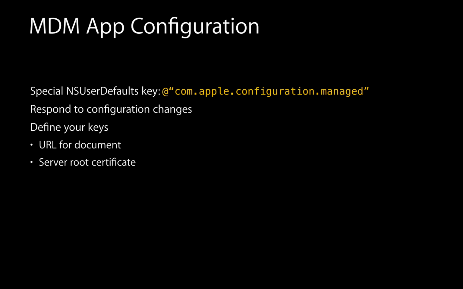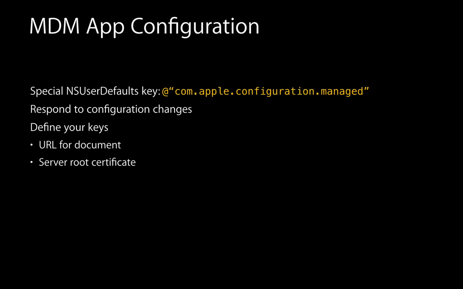URLs are great. So in this example, we're going to do some URL configuration. And a trusted list of server root certificates is also very important. It helps you to prevent man-in-the-middle attacks. And we'll show you how to do that in a code example. So I'm going to ask Alex to come up here, and he's going to show you a little code example that demonstrates MDM app configuration.